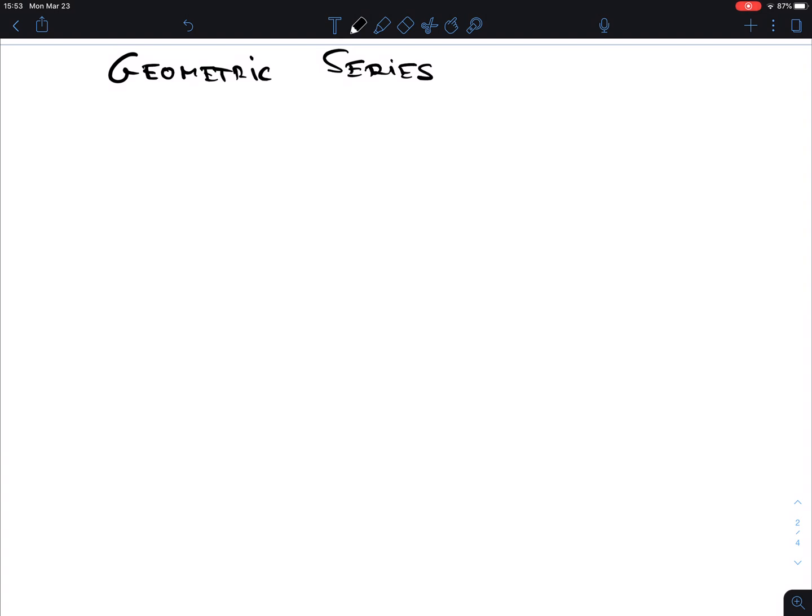Okay, this one. 4, 2, 1, 1/2, 1/4, 1/8, dot, dot, dot. This is a very simple one. So this is what I call, of course this is not a series, this is a sequence, right? So this is a geometric sequence. Now, how do we know this?